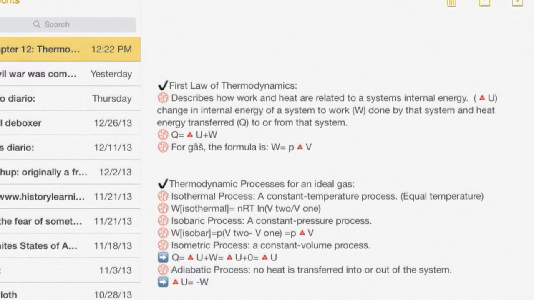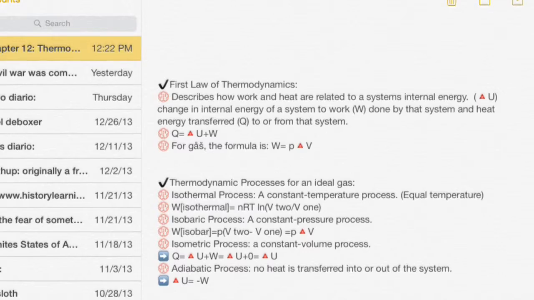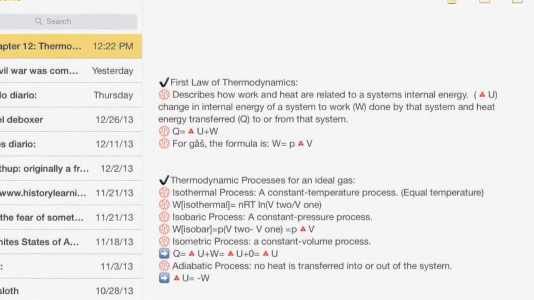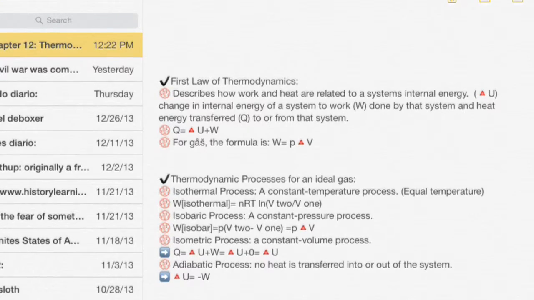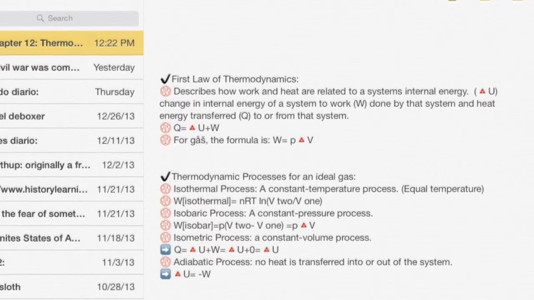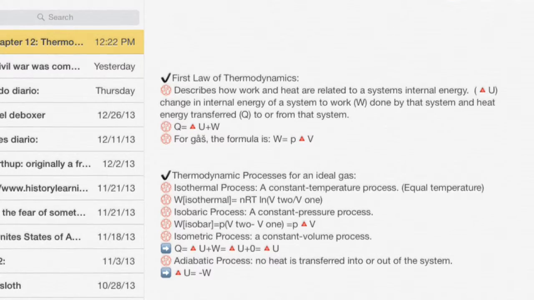Isometric process, a constant volume process: Q equals delta U plus W, which equals delta U plus 0, which equals delta U. Adiabatic process: no heat is transferred into or out of the system, and the formula is delta U equals negative W.